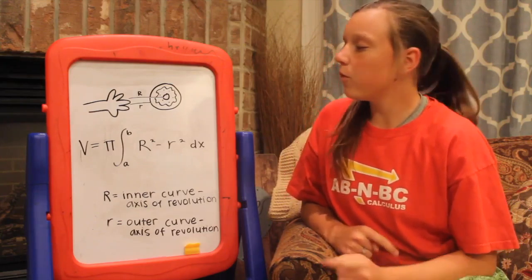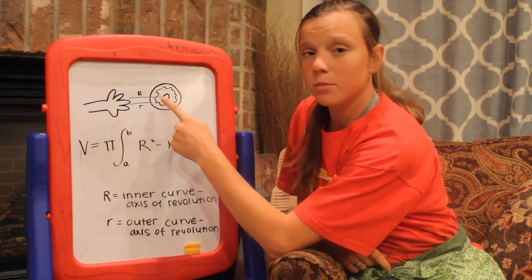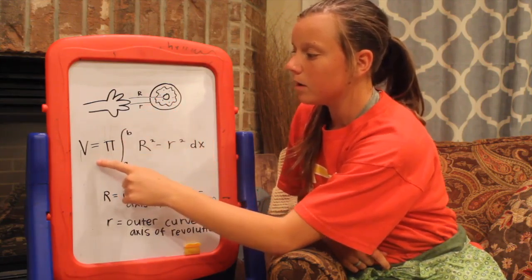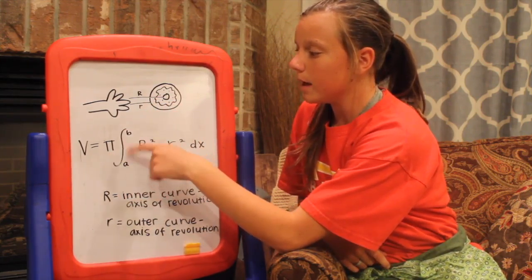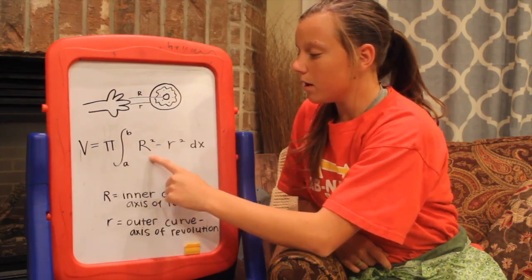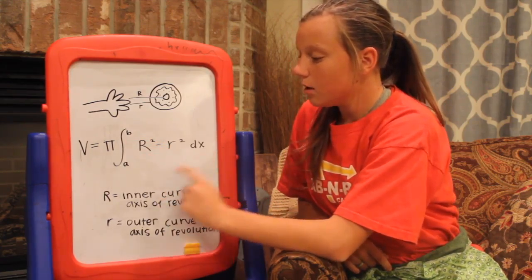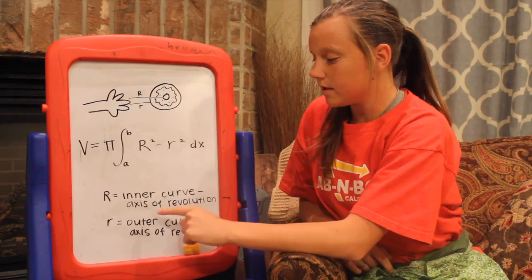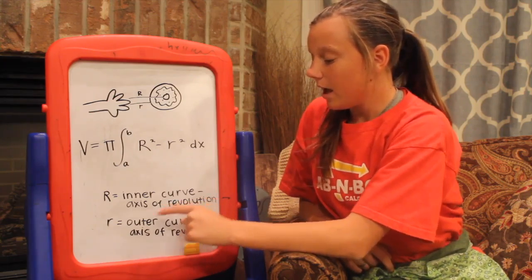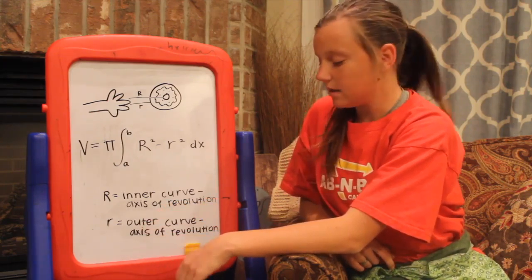Okay, so like I said before, this is little r and this is going to be big R, so you're going to do volume equals pi integral from a to b of big R squared minus little r squared dx, where big R is the outer curve minus the axis of revolution, and little r is the inner curve minus the axis of revolution.